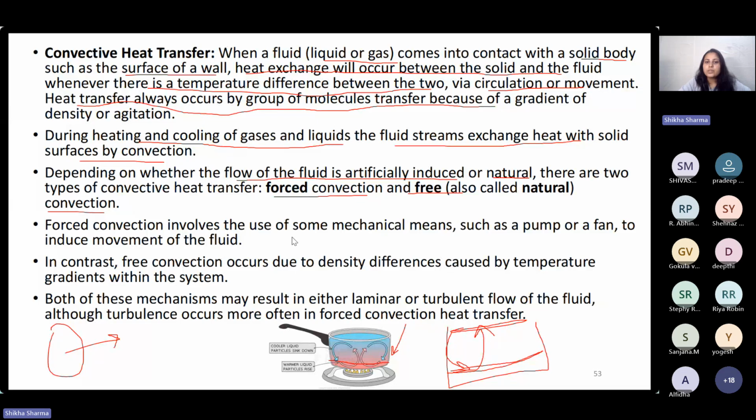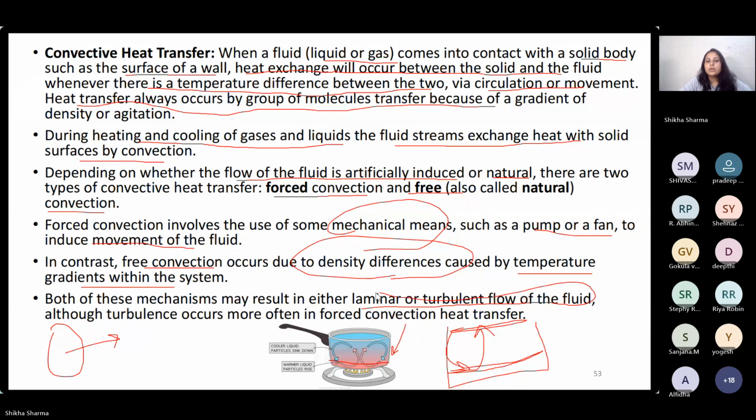So forced convection involves some kind of mechanical means like pumps or fans to induce the movement of the particles of the fluid. Whereas in free convection, due to the density difference of the warm and cold particles, due to the temperature gradient within the system, there will be motion because of density difference. So both these mechanisms can result in laminar or turbulent flow within the fluid.